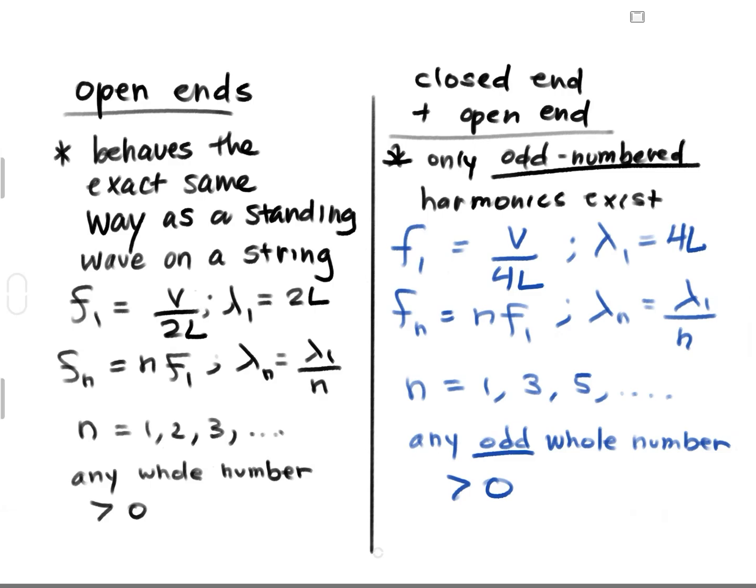When you have 1 open end, your fundamental frequency is the speed over 4 times the length of the column, and the wavelength is 4 times the length of the column. Same equation, multiply by the number of harmonics to get your next frequencies, divide by the number of harmonics to get your next wavelengths, but only the odd number harmonics are possible here. That is harmonic 1, harmonic 3, harmonic 5, etc.